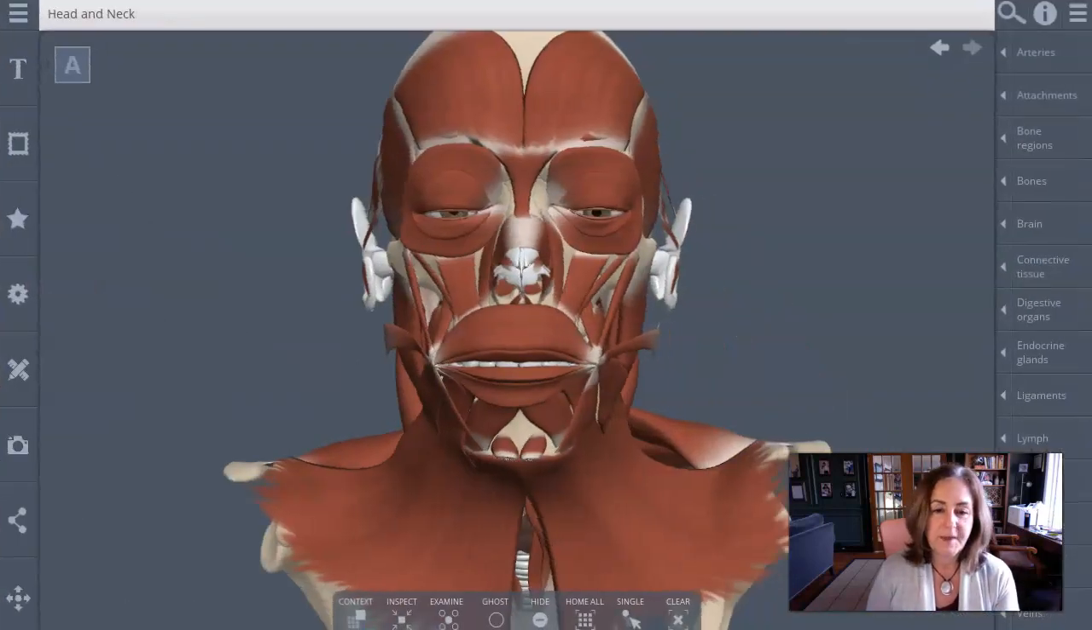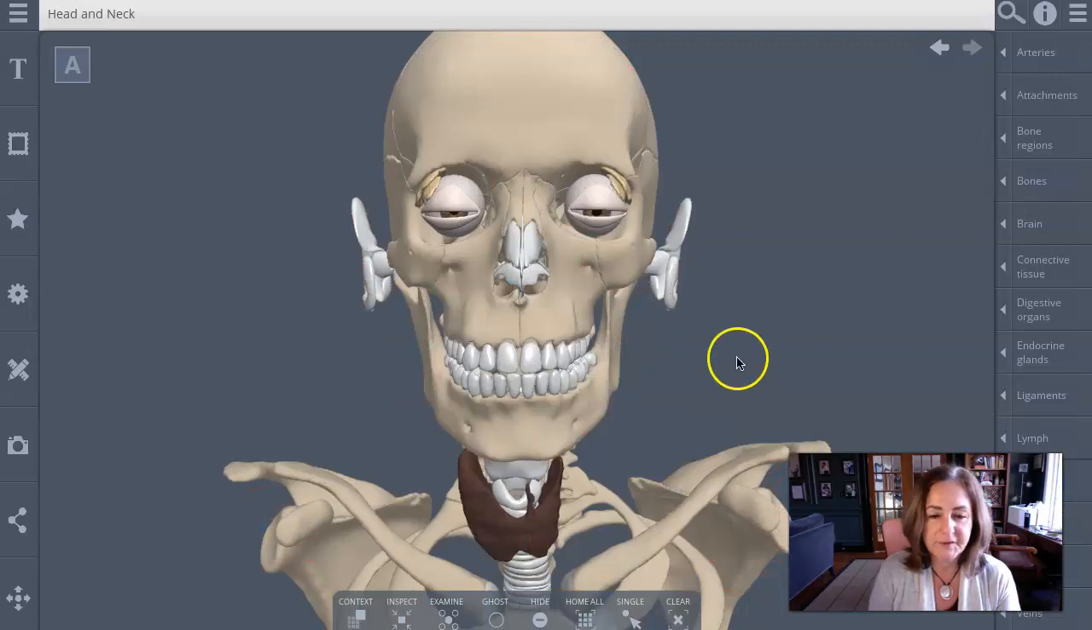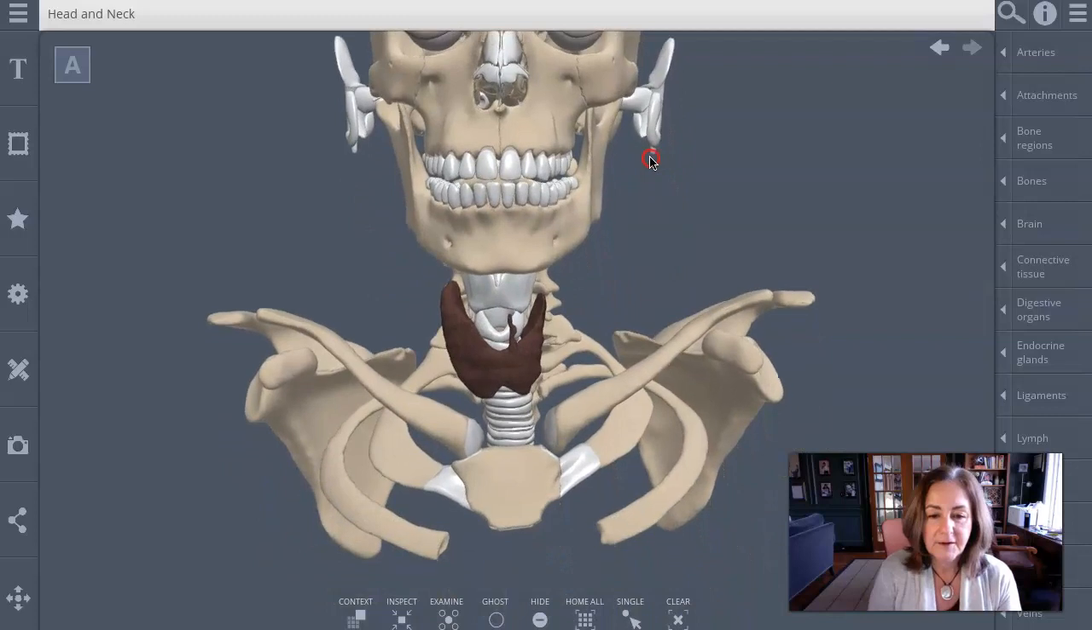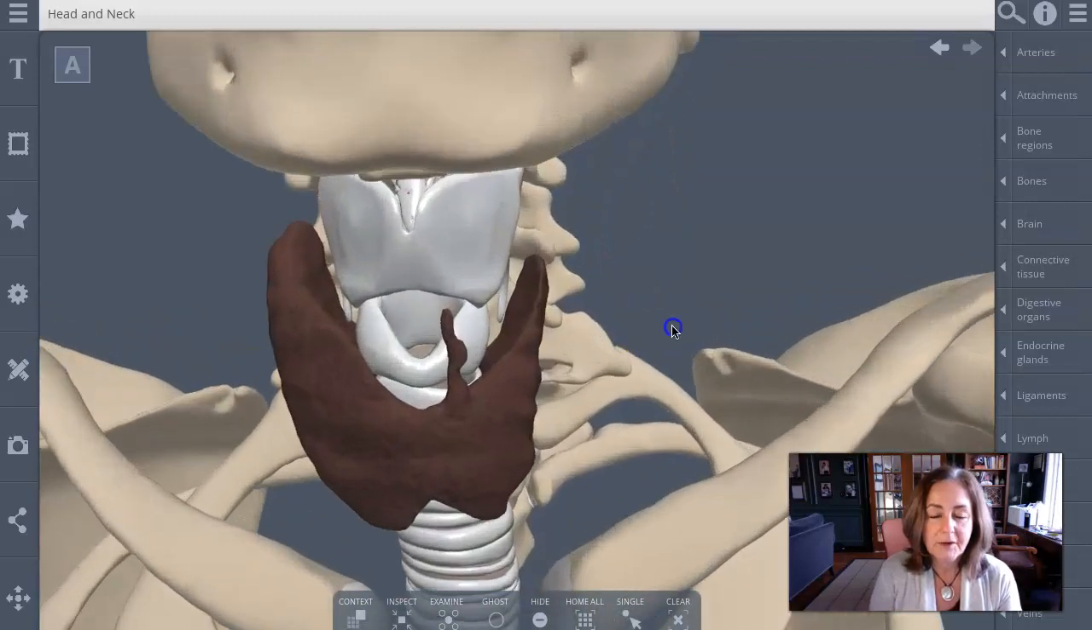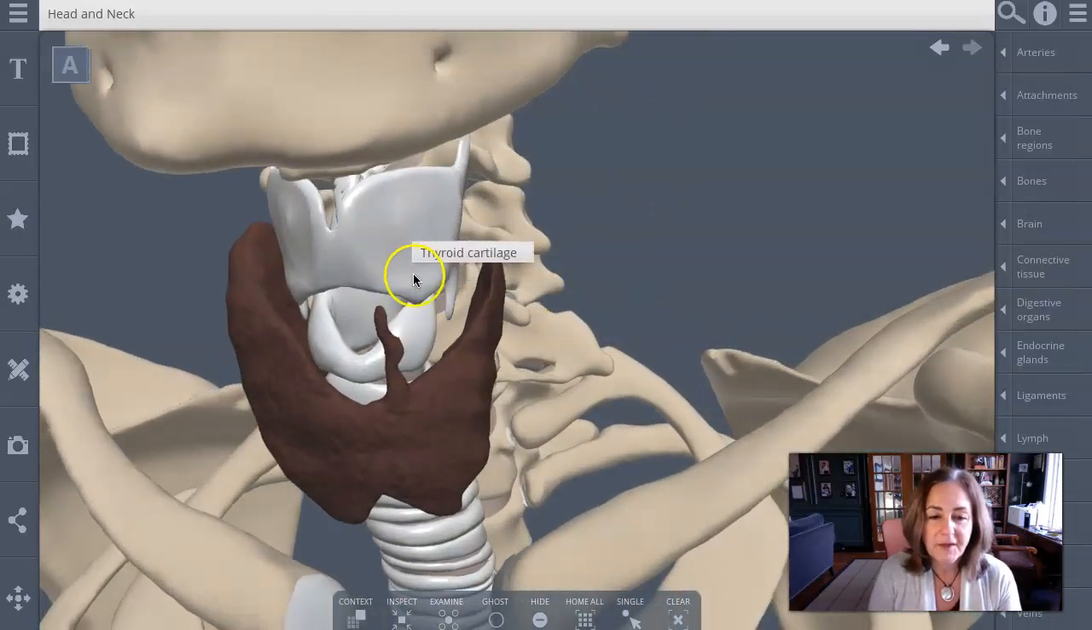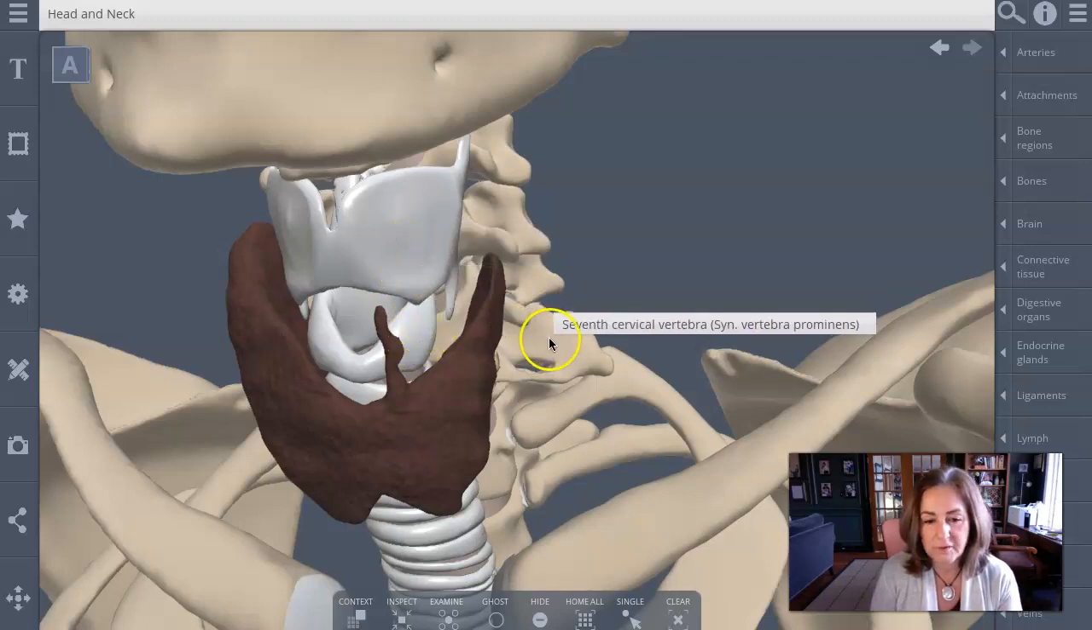I pulled up that real-time 3D model that we have access to from the library. I thought I'd show you the thyroid here. If we take away the muscles, you can see there's the thyroid gland. Increase size on that. So this is the larynx, that's where the vocal cords are housed.